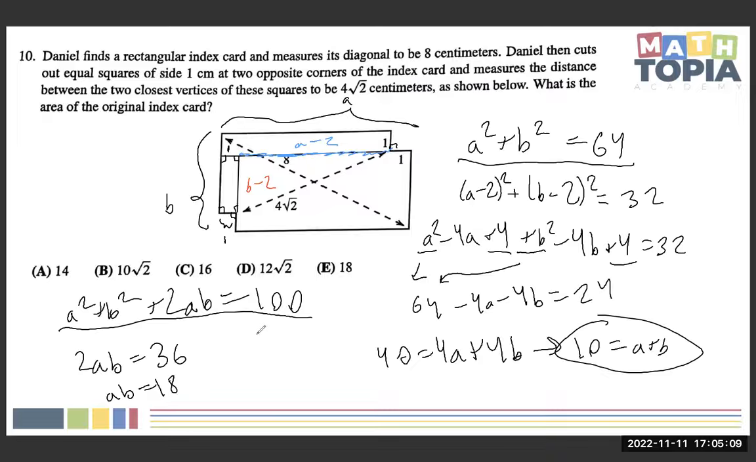And if you look back at what the problem's asking for, it's asking for the area of the original index card. That is the area before Daniel snaps those two squares out from it, right? The original index card, before he snaps out those two squares. That's the key of this word here, original. So it's not 16. We don't subtract 2. The answer is 18.